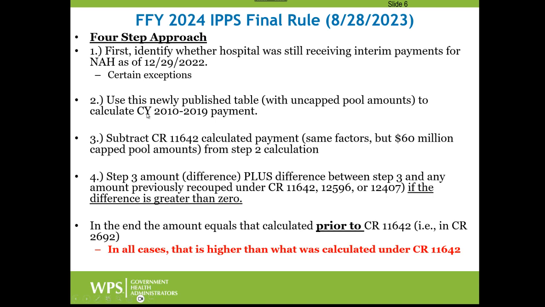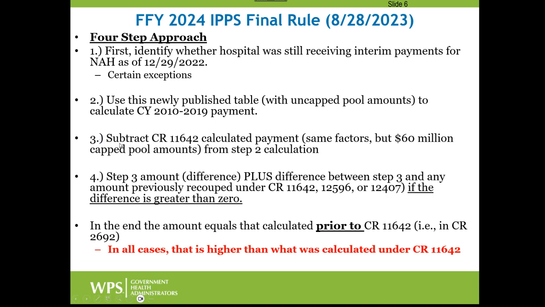Then we get to some of the confusion. Step 2 says, use this newly published table with the uncapped pool amounts, but the factors that existed, the same factors that existed in 11642. Use the newly published table in the final rule to calculate your current year 2010 through 2019 payment. However, it is key to note you cannot just stop here. You can't say, hey, this is what we're going to calculate. This is a four-step process. We have to continue on.